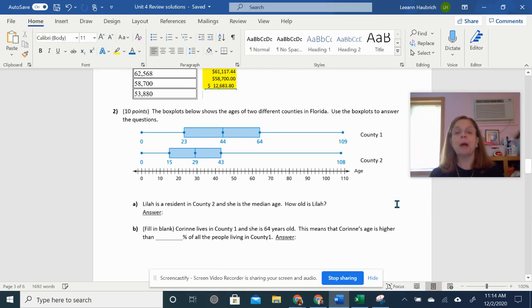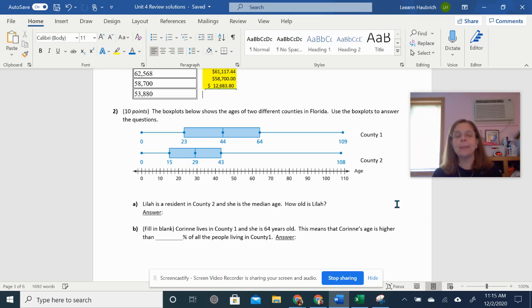Now we have two box and whisker plots on one number line. The box plots below show the ages of two different counties in Florida. Use the box plot to answer the question. So we have County 1 and County 2. And when I look at County 1, the range seems to go from 0 up to 109. I look at County 2, it goes from 0 to 108. So there is not much difference in the range.